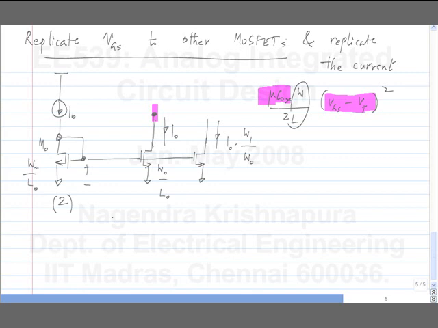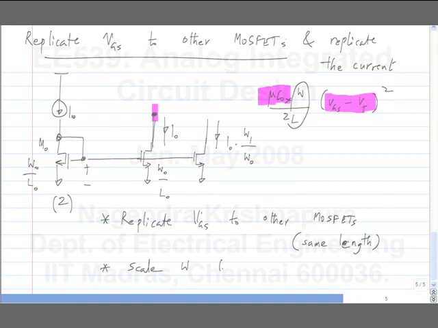So the idea is to replicate VGS to other MOSFETs of the same length and scale W to scale currents.